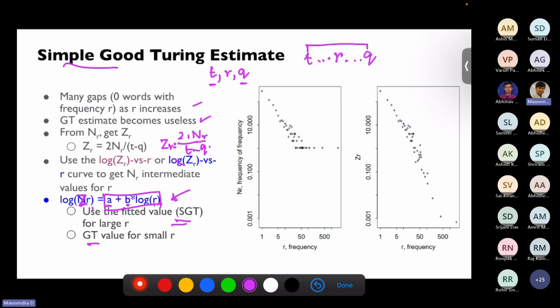So that's how the smoothing can be done. The original NR versus R looked like this, and ZR versus R in the log space became like this, and you can see that there is a very clear linear trend here. So all these missing values can be filled in based on this formula, and in that way we can get the probabilities. You can use them now for language modeling. Any questions here?